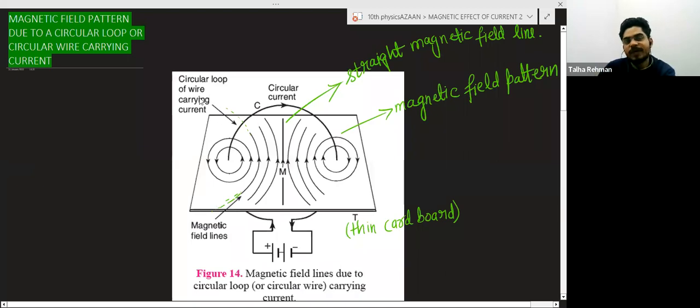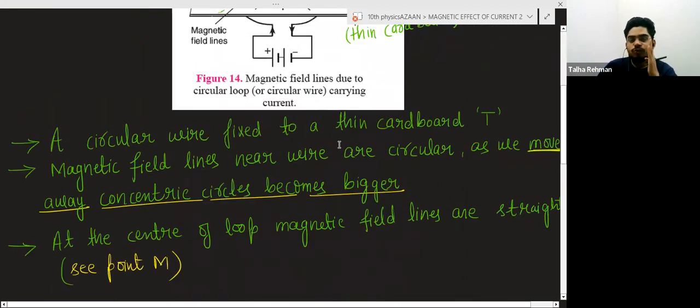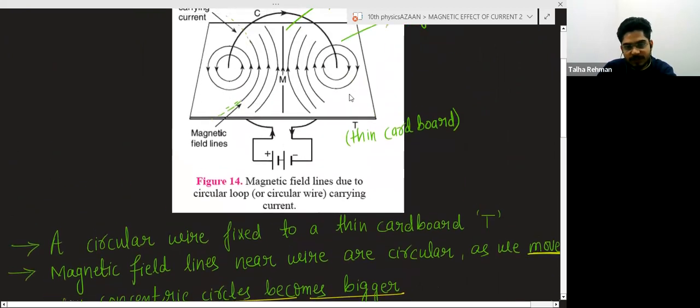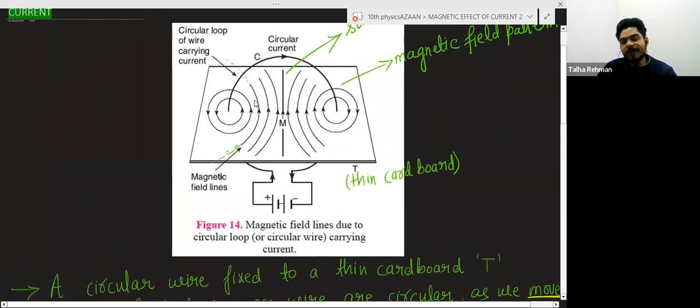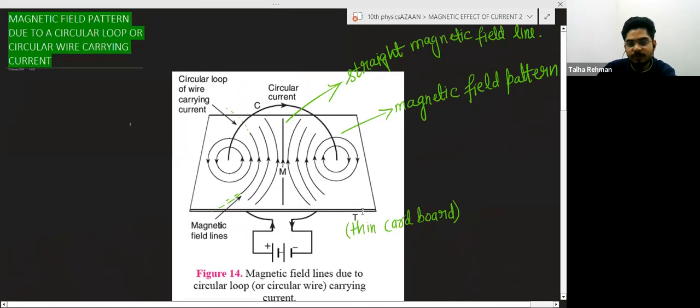So what is this? This is a circular loop of wire carrying current. This is a circular current basically, and these are the magnetic field lines. This type of magnetic field pattern is there due to a circular wire. So a circular wire fixed to a thin cardboard. Why have we taken the cardboard? To show the magnetic field lines, we have taken the cardboard. So a circular wire fixed to a thin cardboard T. So T is the thin cardboard.